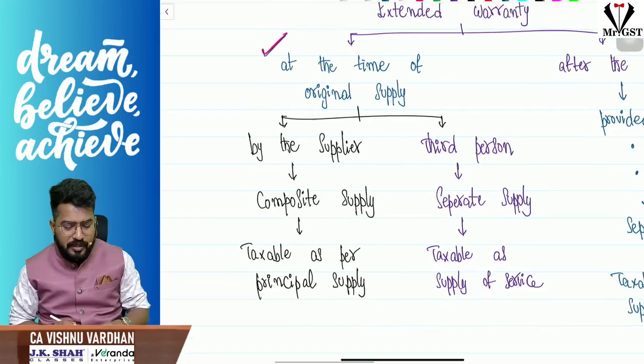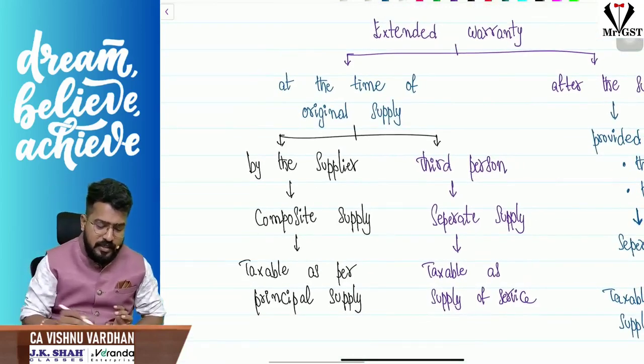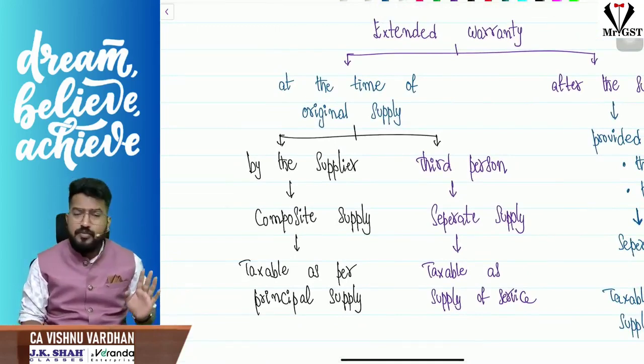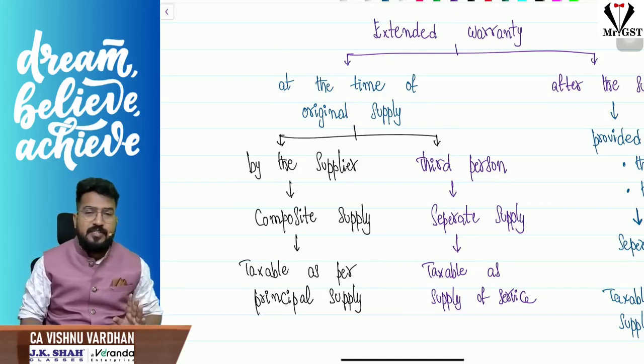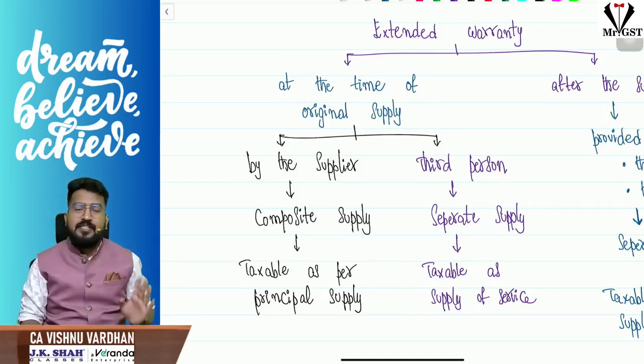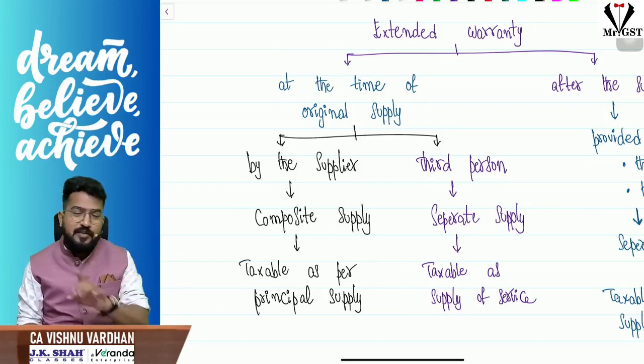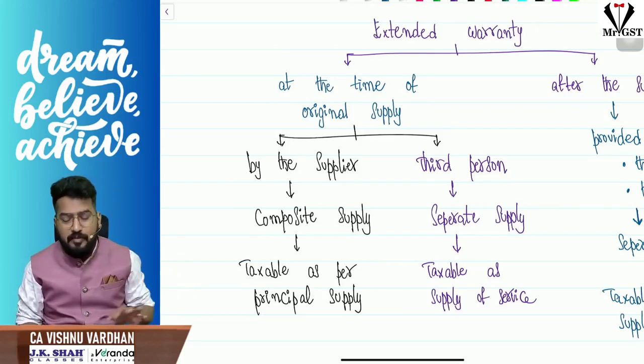Right? So I repeat, when you are getting the extended warranty at the time of buying the mobile itself, or the product itself, if it is provided by the supplier, then it is part and parcel of composite supply and taxed as per the principal supply. If it is provided by a third person, it is not a composite supply, so it is a separate supply and it will be taxed separately.